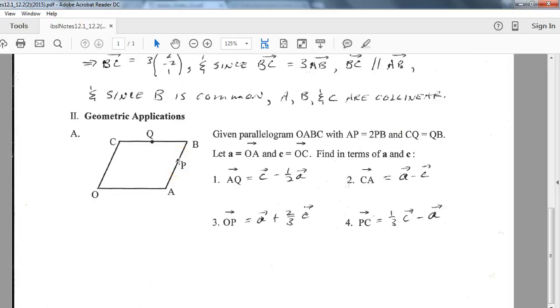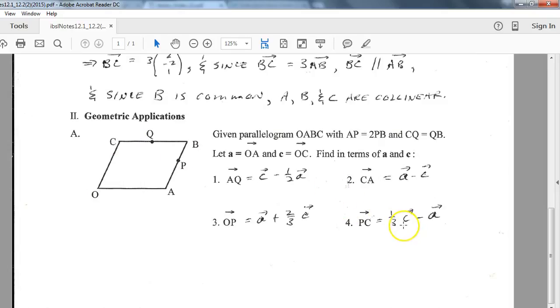And then on number 4, if I want to go from P to C, so now I want to go from here to here, how would we do that? We would travel PB to BC to get PC. To do that in terms of what we already have, remember this is 1/3 of C. This is now negative A going that direction. So I'm just going to add those two things together and say that it's 1/3 of C plus negative A that is going to get me from P to C.